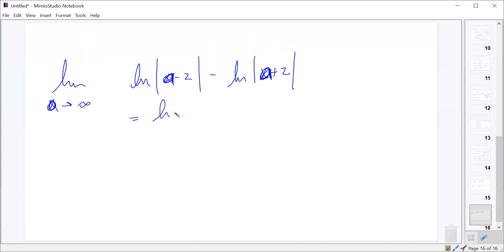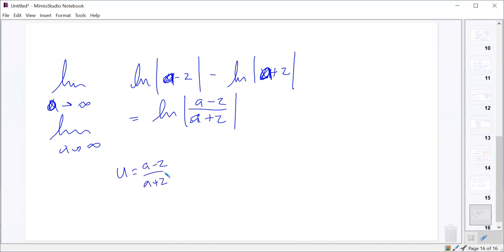But remember that you can write this as the natural log of a minus 2 over a plus 2. And then you look at what's going on as a goes towards infinity. The argument of the natural log is going towards 1, right? So you could let u equal a minus 2 over a plus 2 if you wanted to be more thorough. As a approaches infinity, u approaches 1, so this becomes the limit as u approaches 1 of the natural log of u, which ends up being 0. And you'd have some other numerical pieces, ending up with an answer like natural log of 7, depending on your limits.